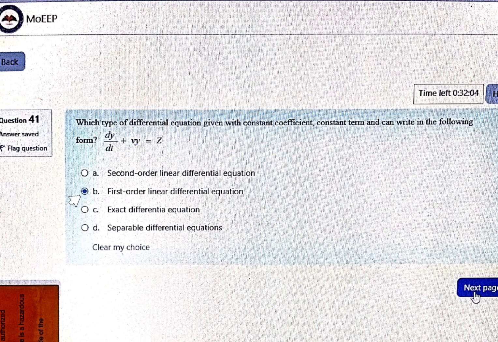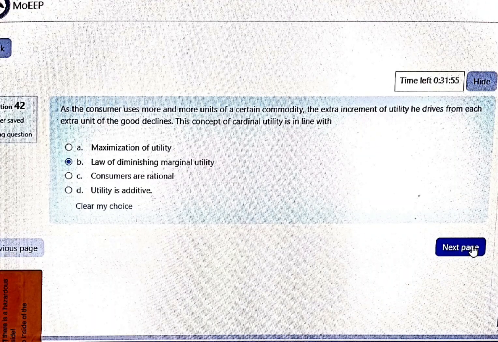Okay, the next question is 42. As the consumer uses more and more units of a certain commodity, the extra increment of utility he derives from each extra unit of the good declines. This concept of cardinal utility is in line with A, maximization of utility; B, law of diminishing marginal utility; C, consumers are rational; D, utilities are additive. The correct answer is B, law of diminishing marginal utility.